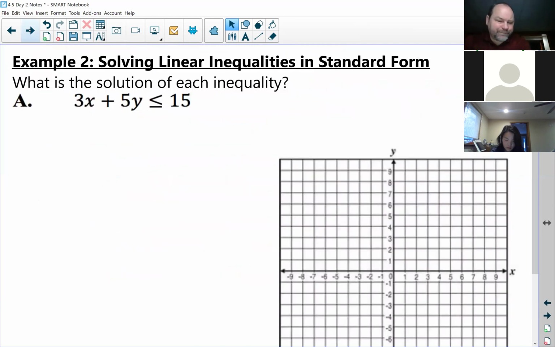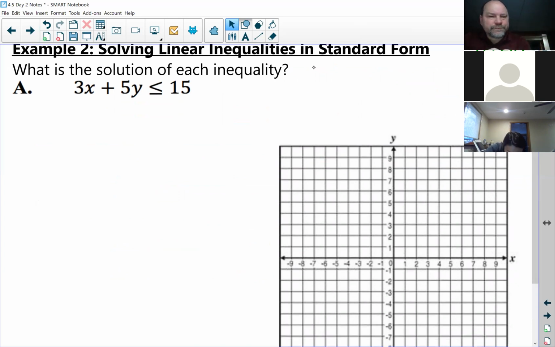So for me, I would solve for y only if y had a coefficient of 1 or -1. Otherwise, I would probably use the cover-up method. So this first example, I'm going to use the cover-up method.